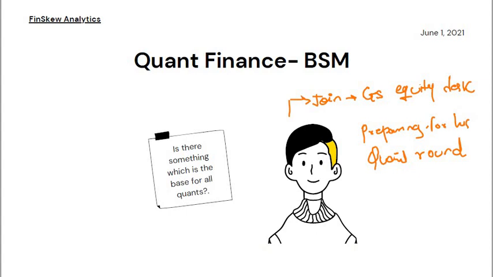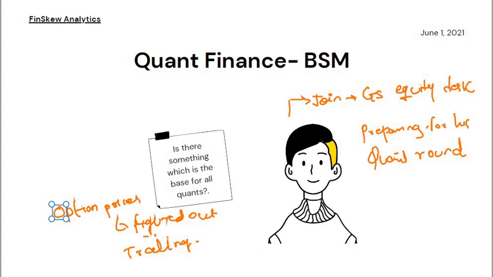So for that, I just created a story so that it can entice you and make you more relatable. This guy is a genius quant wannabe, a trader who is preparing for his quant round interview with one of the bulge bracket investment banks, Goldman Sachs, on their equity desk side. He is interested in knowing: is there anything through which the option prices can be figured out, and thereby he can do trading with an intent to generate some P&L for the bank?